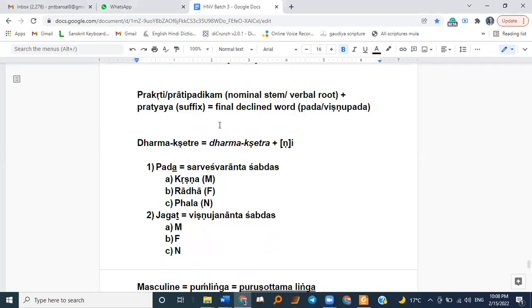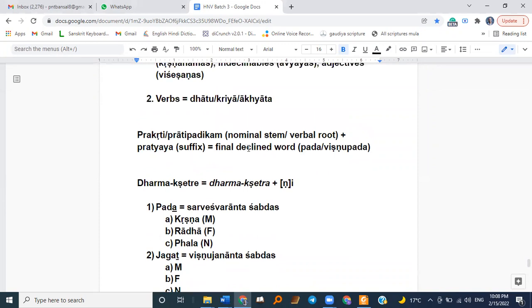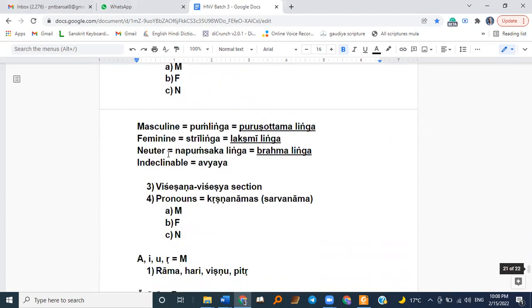Harināmāmṛta-vyākaraṇam. Prakriti, the stem word, is also known as pratipadikam in Panini and other grammars. Pratipadikam. So if you ever come across this word pratipadikam, it just means the stem word, the root word, which is prakriti basically.